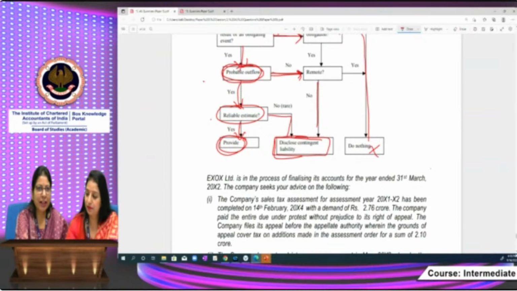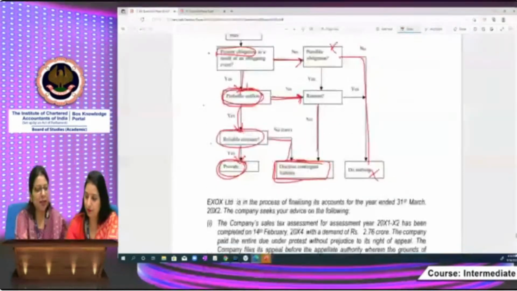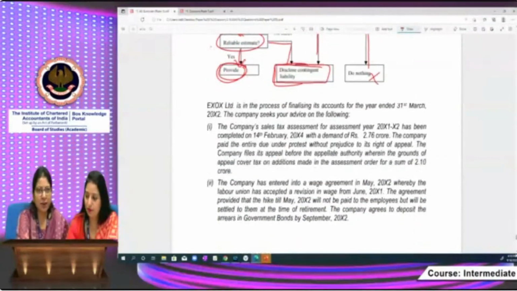So we will take a small example to illustrate it in a better way so that you can understand the provisions of AS 29, what we have explained.